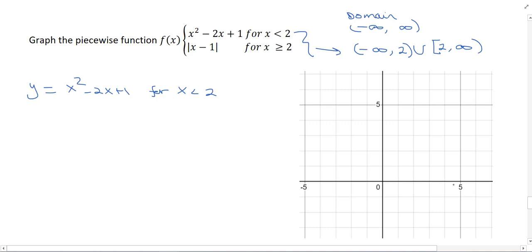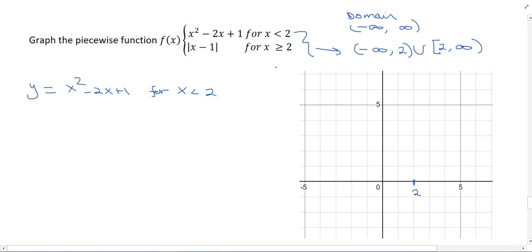So I'm going to go, let's see, 1, 2, 3, 4, 5. So 2 over here is my split. That's what I call the split point. That's where things kind of happen. On the left side of 2, we look like one thing, and on the right side of 2, we look like something else.